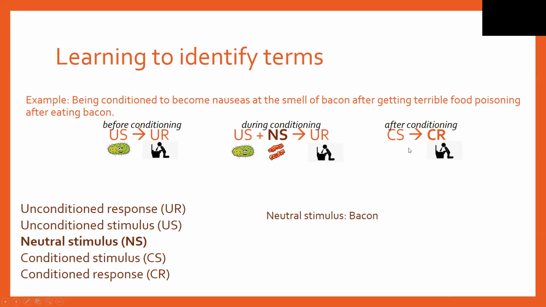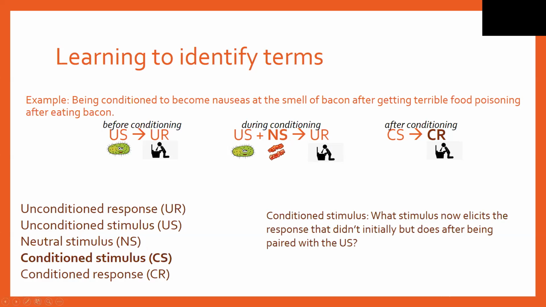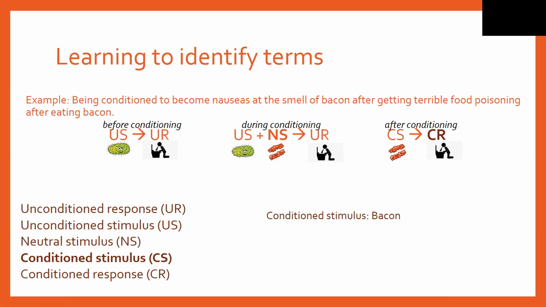And so now we need to identify what the conditioned stimulus is in this example. So what stimulus now elicits the response that didn't initially, but now it does because it was paired with the unconditioned stimulus? Well, remember that the neutral stimulus and the conditioned stimulus are always going to be the same thing by definition. And so the conditioned stimulus is bacon. So bacon didn't initially make me nauseous and throw up, doesn't automatically do that to me or to anyone, but now it does because it was paired with something that did automatically make me sick.